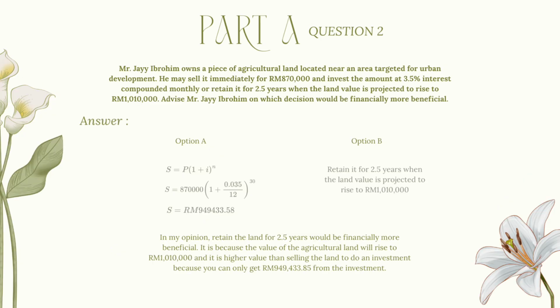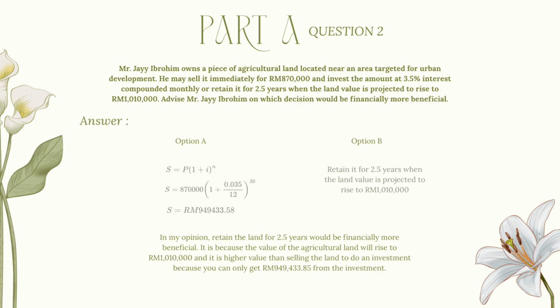This is part A, question 2. Mr. J. Ibrahim owns a piece of agricultural land located near an area targeted for urban development. He may sell it immediately for 870,000 ringgit and invest the amount at 3.5 rate interest compounded monthly, or retain it for 2.5 years when the land value is projected to rise to 1,010,000 ringgit. Advise Mr. J. Ibrahim on which decision would be financially more beneficial.